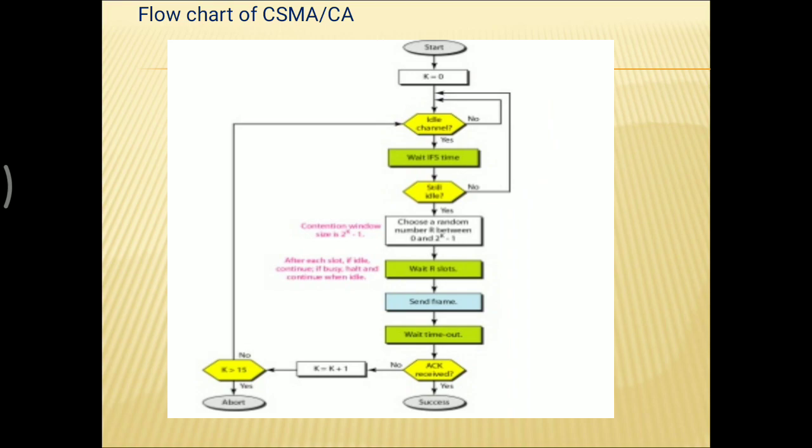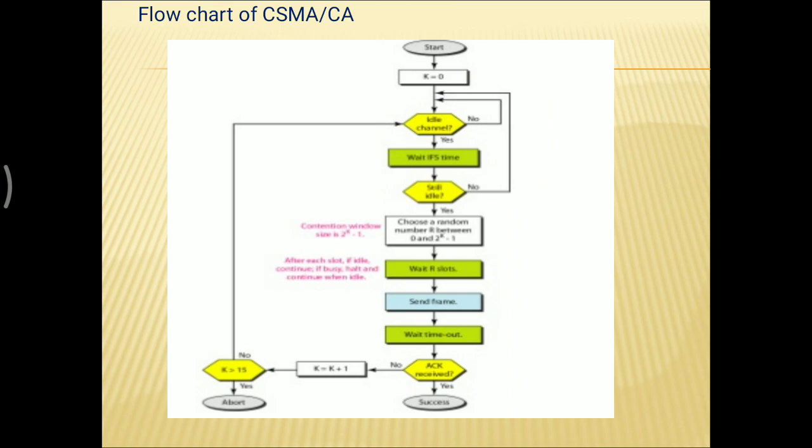This is about CSMA-CA. What is the main difference between CSMA-CD and CSMA-CA? In CSMA-CD, if we detect a collision, then immediately that station sends a jam signal to the other stations to wait for some amount of time, and it will go for the second attempt and again check.